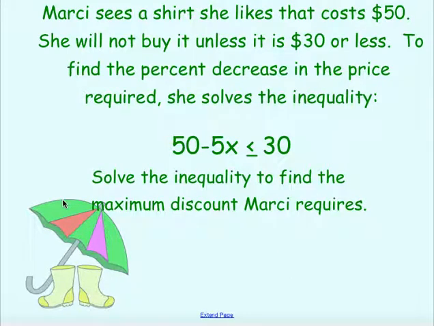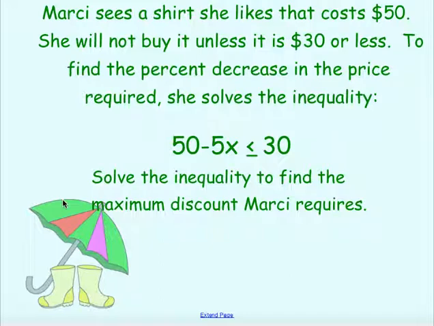Marcy sees a shirt she likes that costs $50. She won't buy it unless it's $30 or less. To find the percent decrease in the price required, she solves the inequality. $50 minus 5 times the certain amount of decrease, it needs to be less than or equal to 30. So solve the inequality to find the maximum discount Marcy requires.